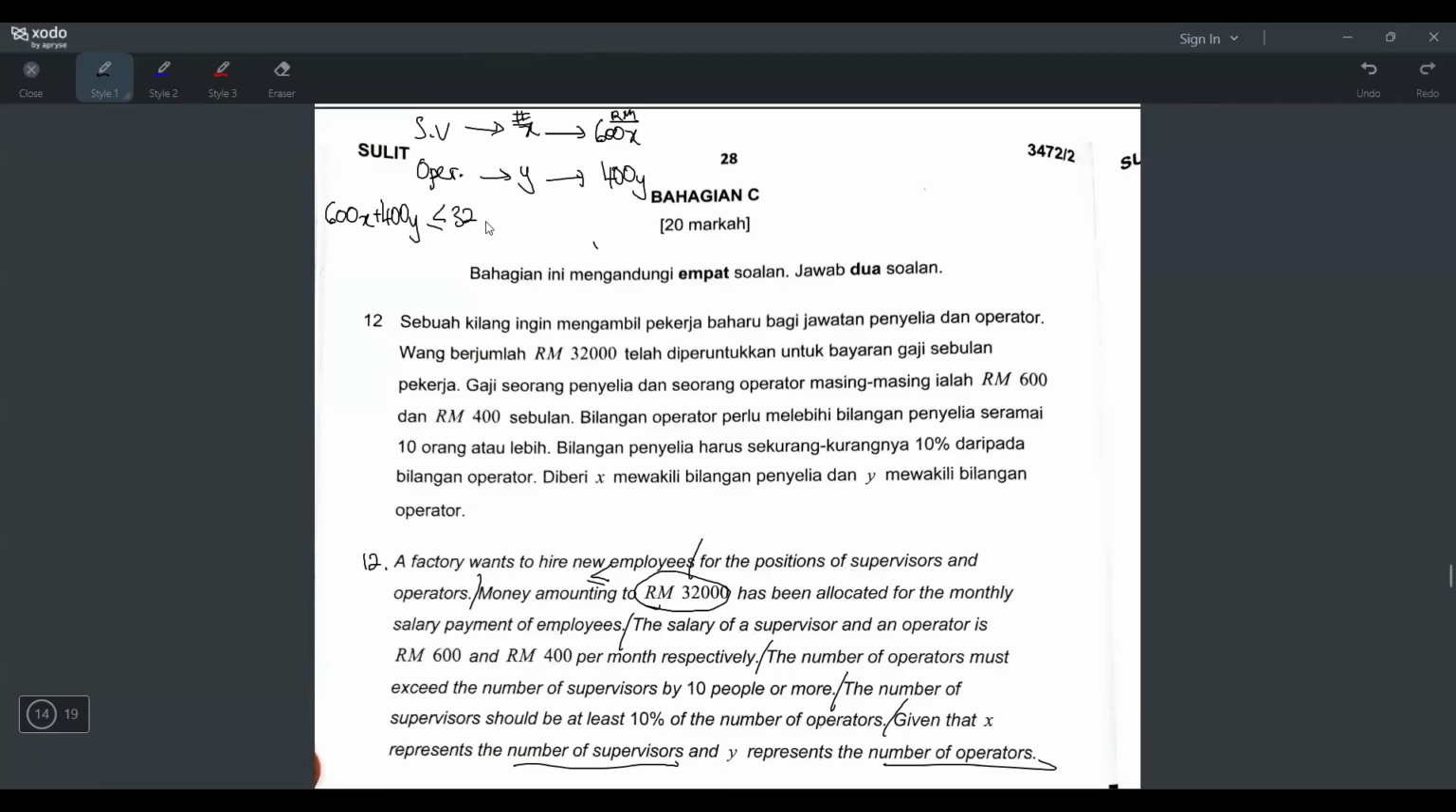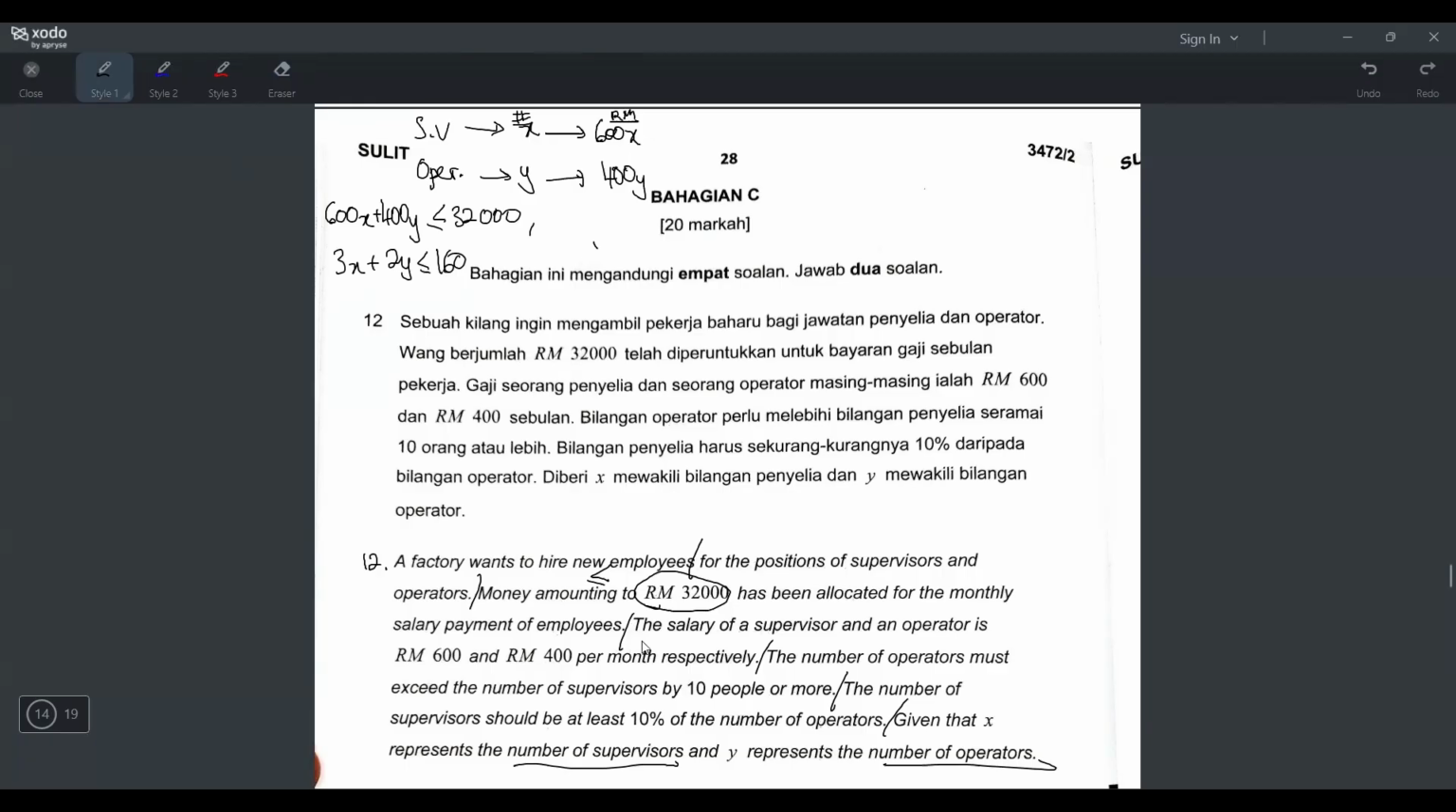It means like smaller or sama dengan, smaller or equals lah. If your inequality can kecilkan, I will always tell my student to kecilkan. All these numbers can divide 200. So divide 200 is 3, divide 200 is 2. What is 32,000 divide 200? You can use your calculator. Okay, my calculator give me 160. So yeah, this is your first inequality. I need to write two more inequalities.